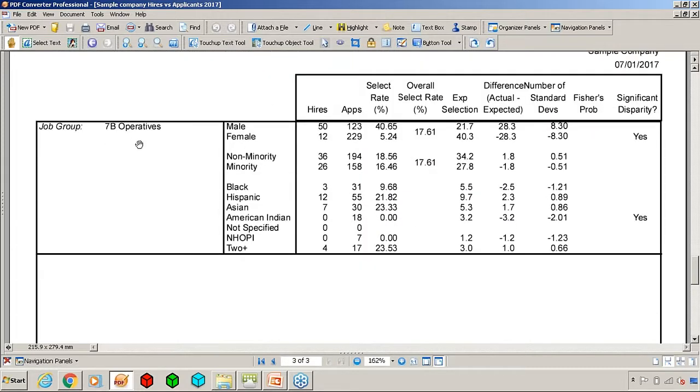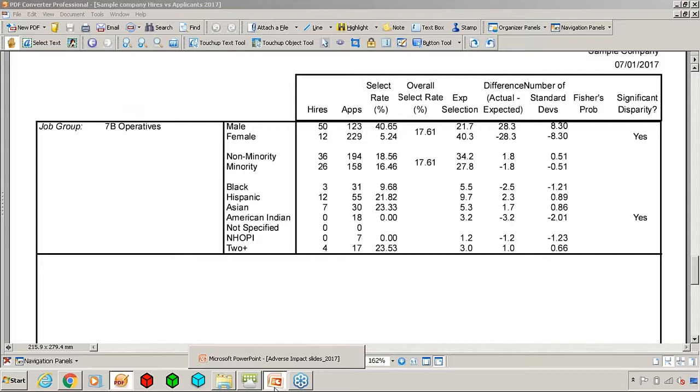And here's another one here. These are operatives. These are semi-skilled. There's 229 applicants. 12 were selected for females, at a 5% rate. Males, there were 123 applicants and 50 were selected at a 40% selection rate. So this selection rate right here is critical. You see how the non-minorities and minorities are pretty close, so there's no flags here. Down here, American Indians, there were 18 American Indians that applied, 0 were hired. So this is flagging some indicator of discrimination against American Indians.